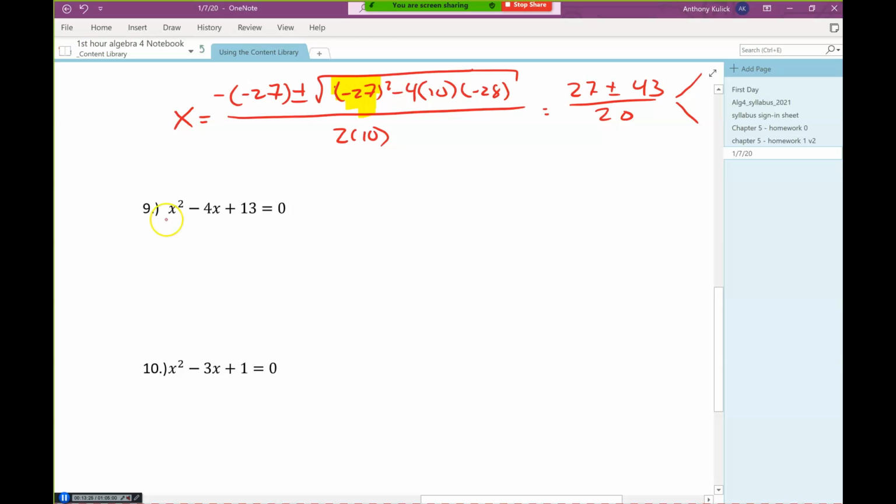The leading coefficient is 1. So if it's factorable, it should be easy to do. So I just need to find two numbers that multiply to give me 13 and add to give me negative 4. Well, there aren't two integers that do that. So I can't use factoring as my solving method, so I better use the quadratic formula then.